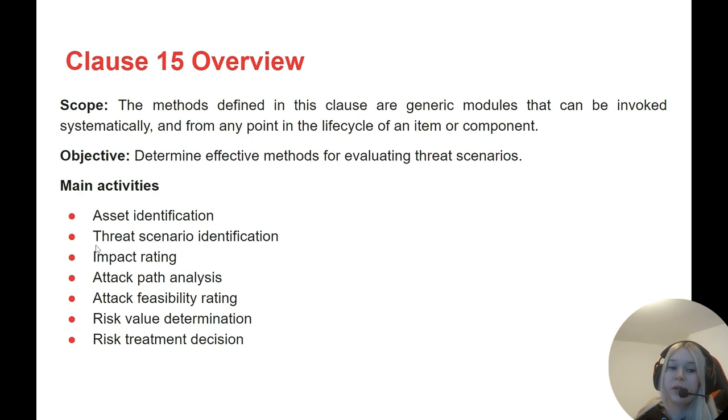Now let's take a look at main activities. Here we have seven of them. The first one is asset identification, followed by threat scenario identification, impact rating, attack path analysis, attack feasibility rating, risk value determination, and lastly, we have risk treatment decision. All of these mentioned activities will be analyzed more in depth separately in the deep dive section.